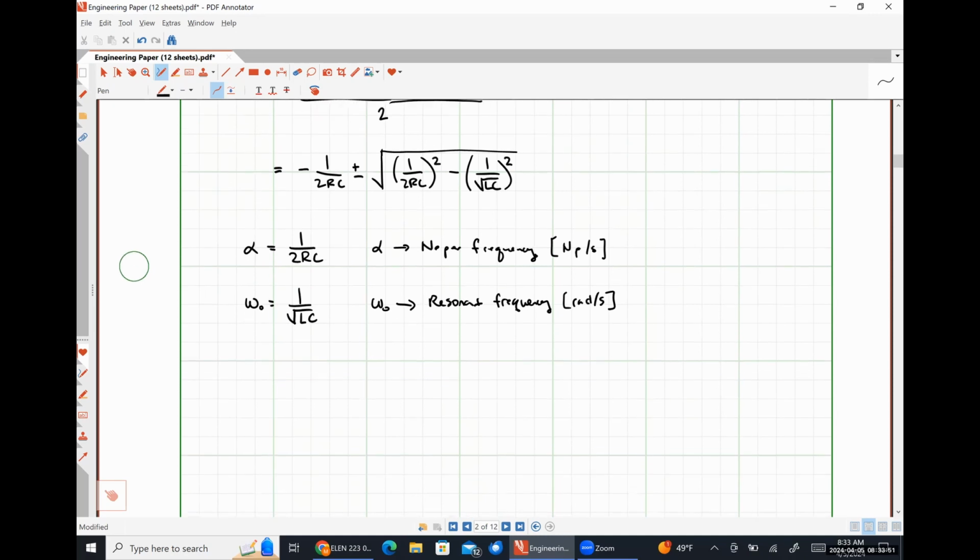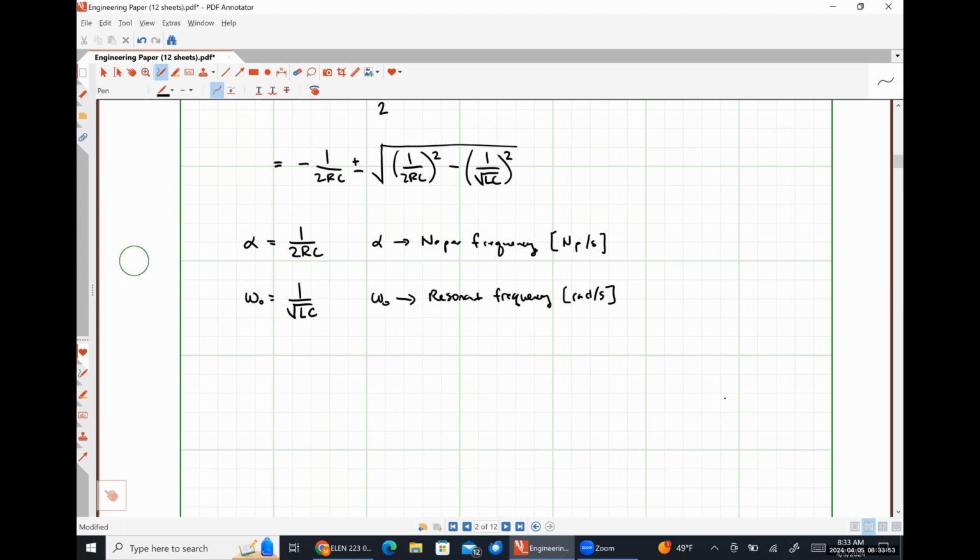So in terms of our Neper frequency and our resonant frequency, we can say then that S1 is equal to negative alpha plus the square root of alpha squared minus omega naught squared. And S2 is equal to negative alpha minus the square root of alpha squared minus omega naught squared.